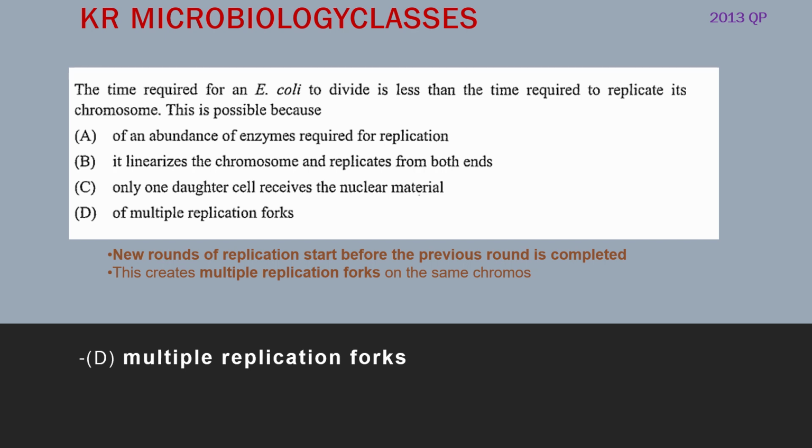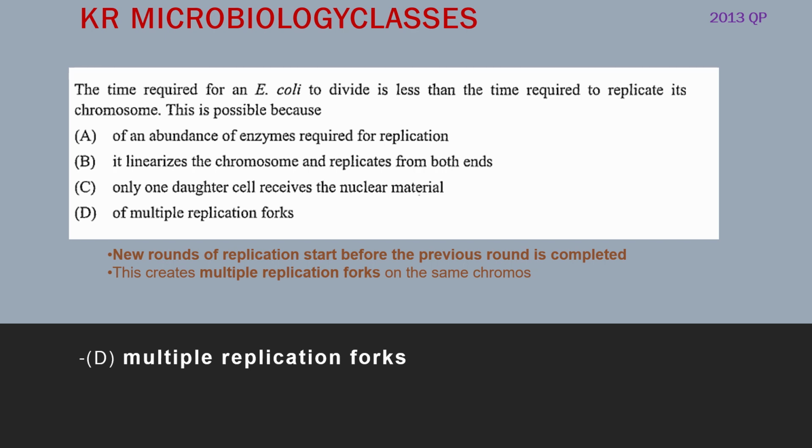So obviously, I started the 2013 question paper. See here the question. The time required for an E. coli to divide is less than the time required to replicate its chromosome. This is possible because... So you have to read this question again. The time required for an E. coli to divide is less than the time required to replicate its chromosome.